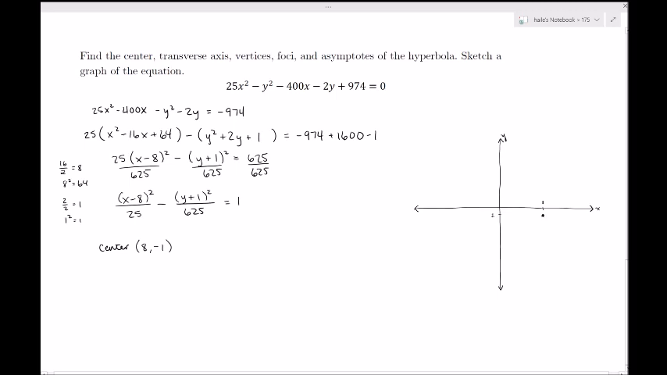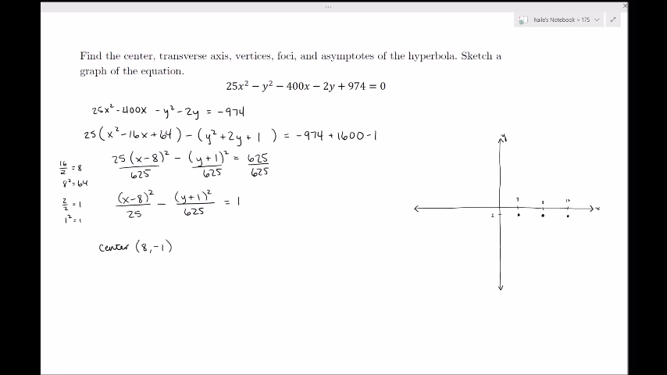Now we need to decide how big our central box is going to be. Notice from your equation that the number under the x term is 25. That means our box is going to be 5 units wide from the center in either direction. So 5 units to the left of 8 will give us 3, and 5 units to the right of 8 will give us 13. So we have our box 10 units wide, and for the y direction, the square root of 625 is 25.